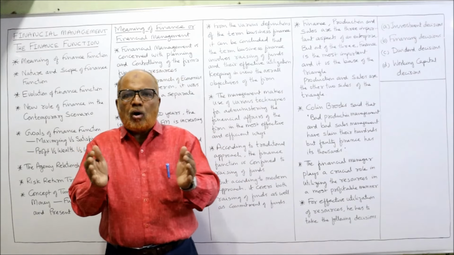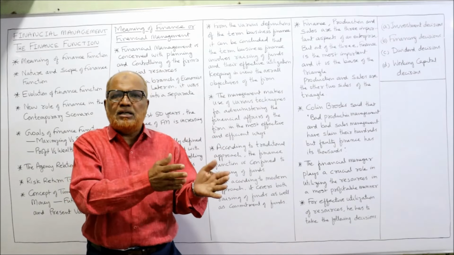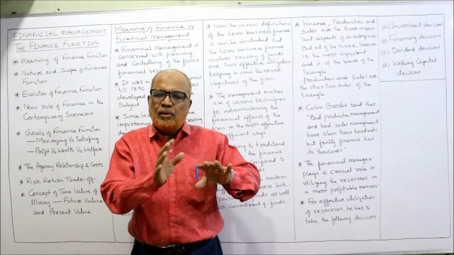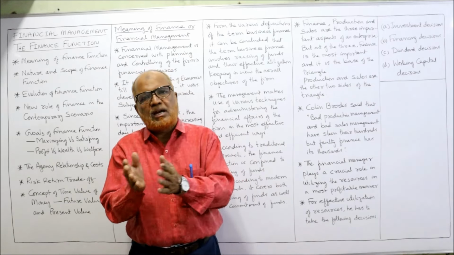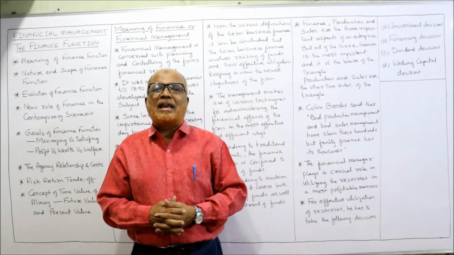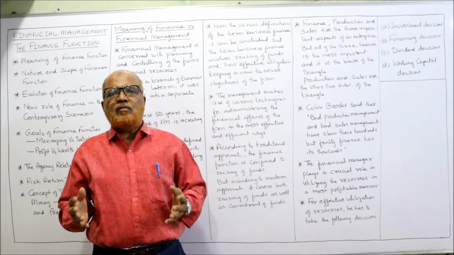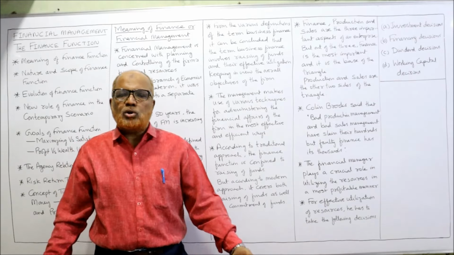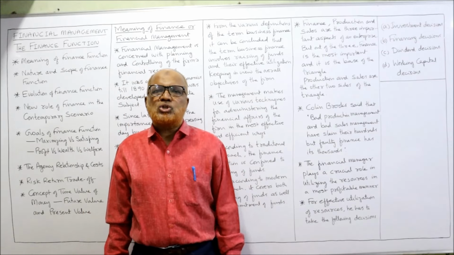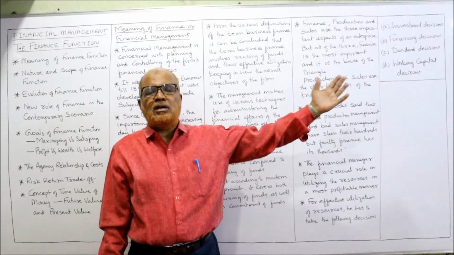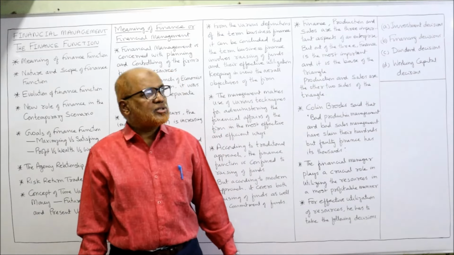Every business will make a combination of debt and equity. Proper combination should be there. No business will depend only on capital. No business can depend only on debt. A proper combination, that is called financing decisions. A number of techniques are there for taking financing decisions, like cost of capital, capital structure, leverage. These are all the techniques available for taking financing decisions.